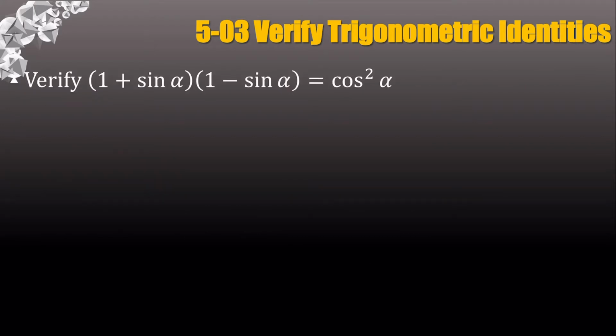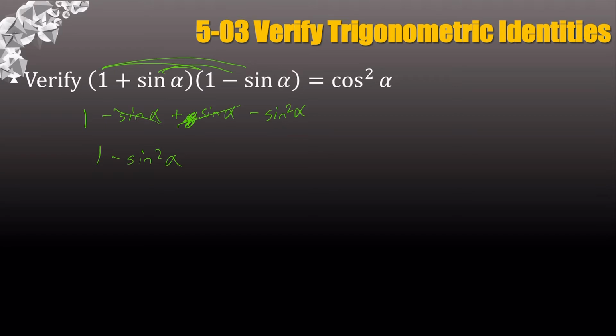So let's verify this. The more complicated side looks like the left side to me. So what could we do? Maybe multiply them. We'll have 1 times 1, 1 times negative sine alpha, 1 times positive sine alpha, and negative sine alpha squared. The negative sine alpha and the plus sine alpha cancel out, and I have 1 minus sine squared alpha.